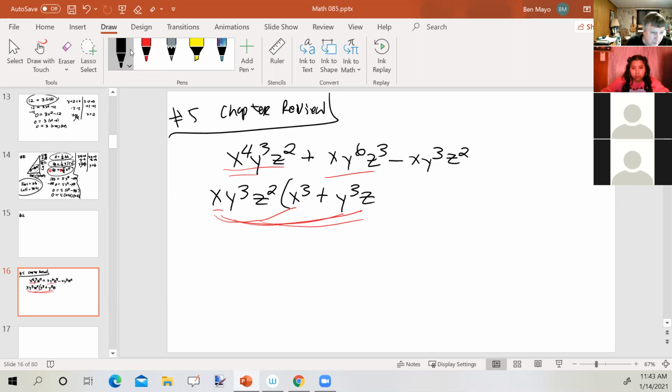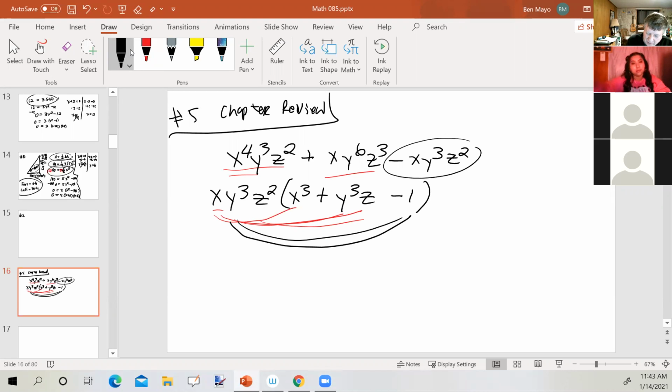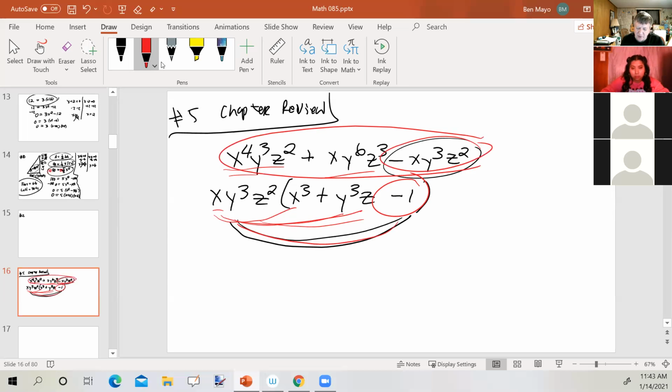But here's the part that was wrong about the problem. I've got to be able to get back to here by multiplying. So I need a -1 so that I get minus x y cubed z squared. So this is the piece that was missing from the student's answer. Okay, so you've got to have that -1 in there so that you can distribute to get back there. A problem sometimes people look at it and say, well, I've already got that. Yeah, but you've got to get there by multiplying, by distributing.